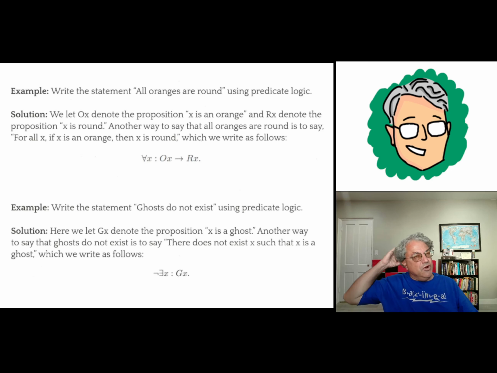Now what we're saying is that everything that's orange is round. That means that if OX is true, then RX must be true. We're writing the if-then operator in between them. So we have OX, right arrow, RX. That just means if X is an orange, then it's round. That's just a symbolic way of writing: for all x, if x is an orange, then x is round, and that translates into more common English as all oranges are round. So I think now you get the idea.